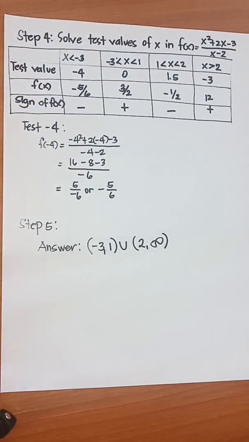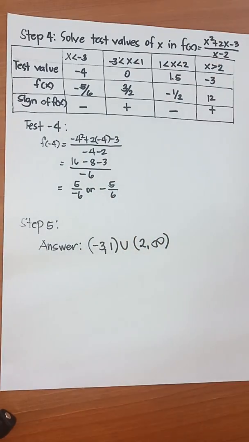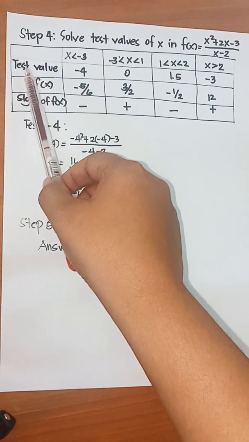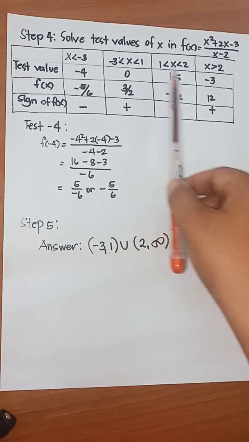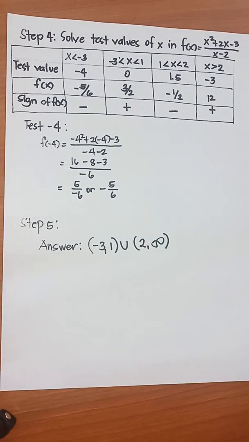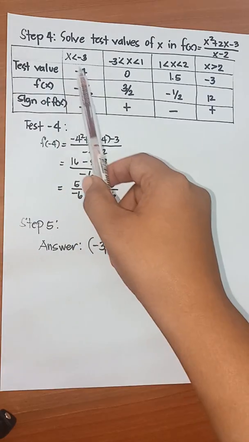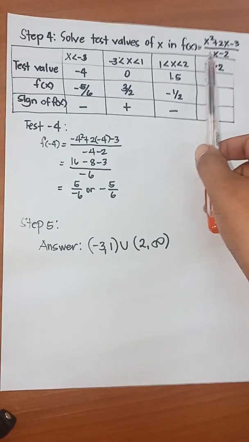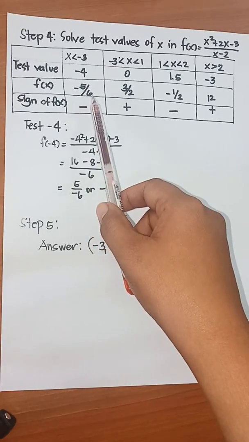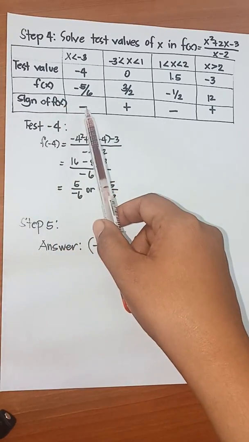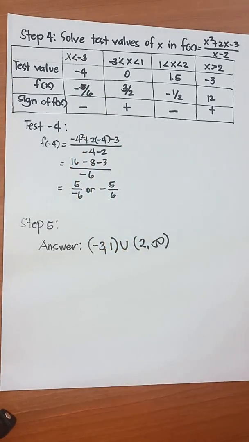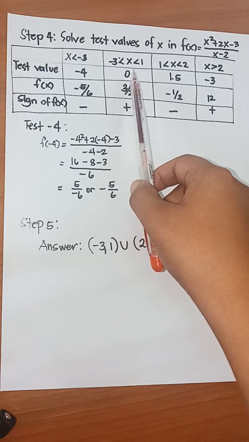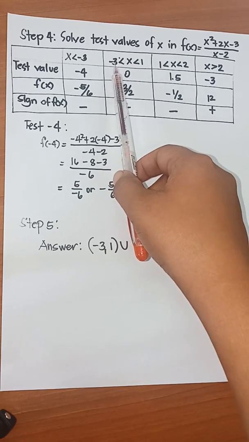As you can see, I have a table prepared. These are the 4 intervals, and we're going to test the values using negative 4 under the first interval, 0, 1.5, and 3. So the value of f of x, by substituting negative 4 to f of x, we get negative 5 over 6. The sign of f of x is negative, so meaning to say that this interval is not part of the solution.